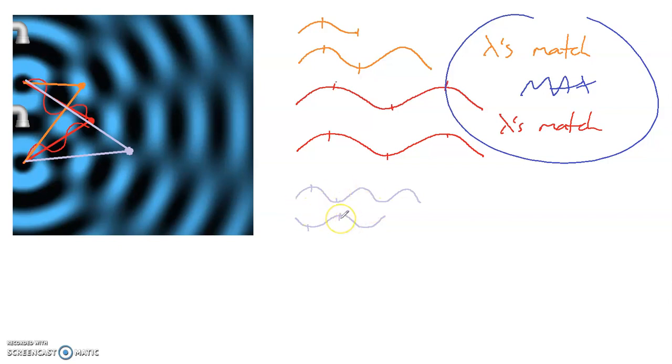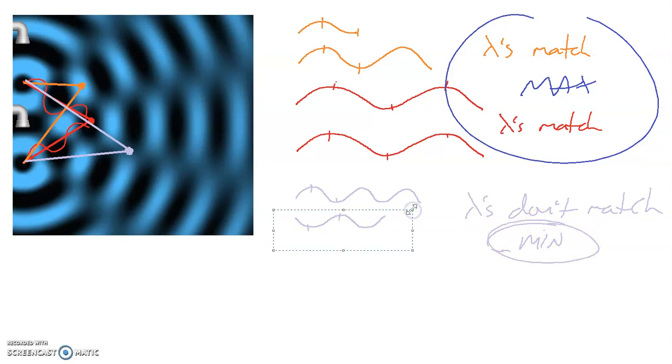This little light purple one doesn't work that way. Down there, the wavelengths don't match. That's why this is not a maximum, it's a minimum. This is why that right there is going to be a minimum. Because again, if I move this, this is what it would be. If it was perfectly matched like this, that'd be a maximum, but it's not a maximum. It's been moved over, but it hasn't been moved over a whole wavelength.